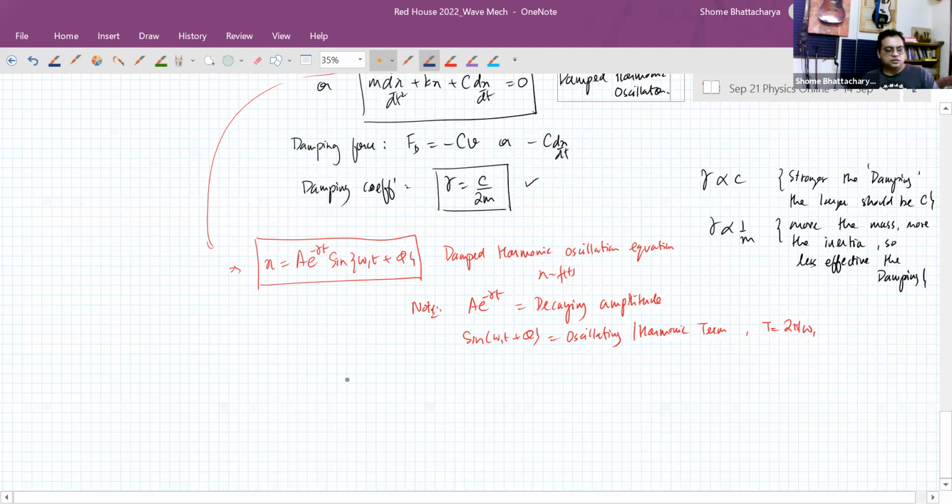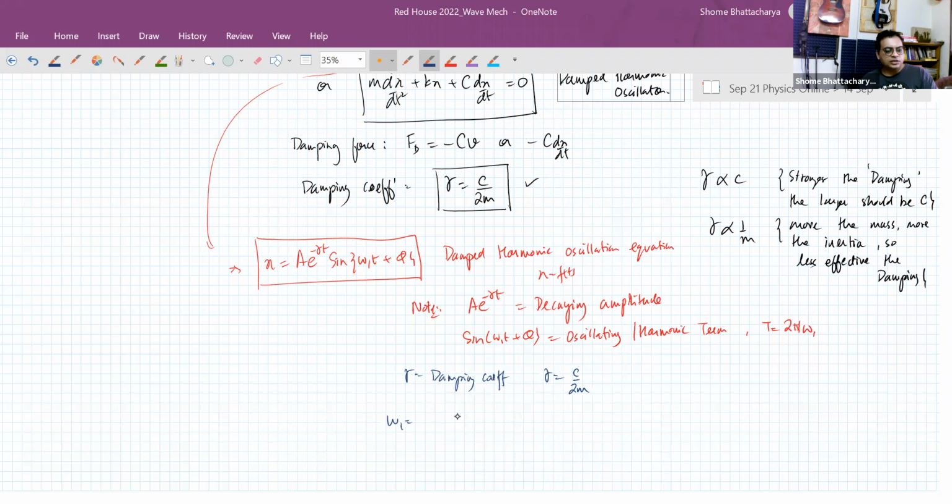Now in this, obviously gamma is the damping coefficient. We have already seen that. It's given by the formula c by 2m, remember? But what about this omega 1? This omega 1 is an interesting term. It is actually related to the natural harmonic frequency in this way, that it is the square root of omega square minus gamma square, where omega square is basically k by m.